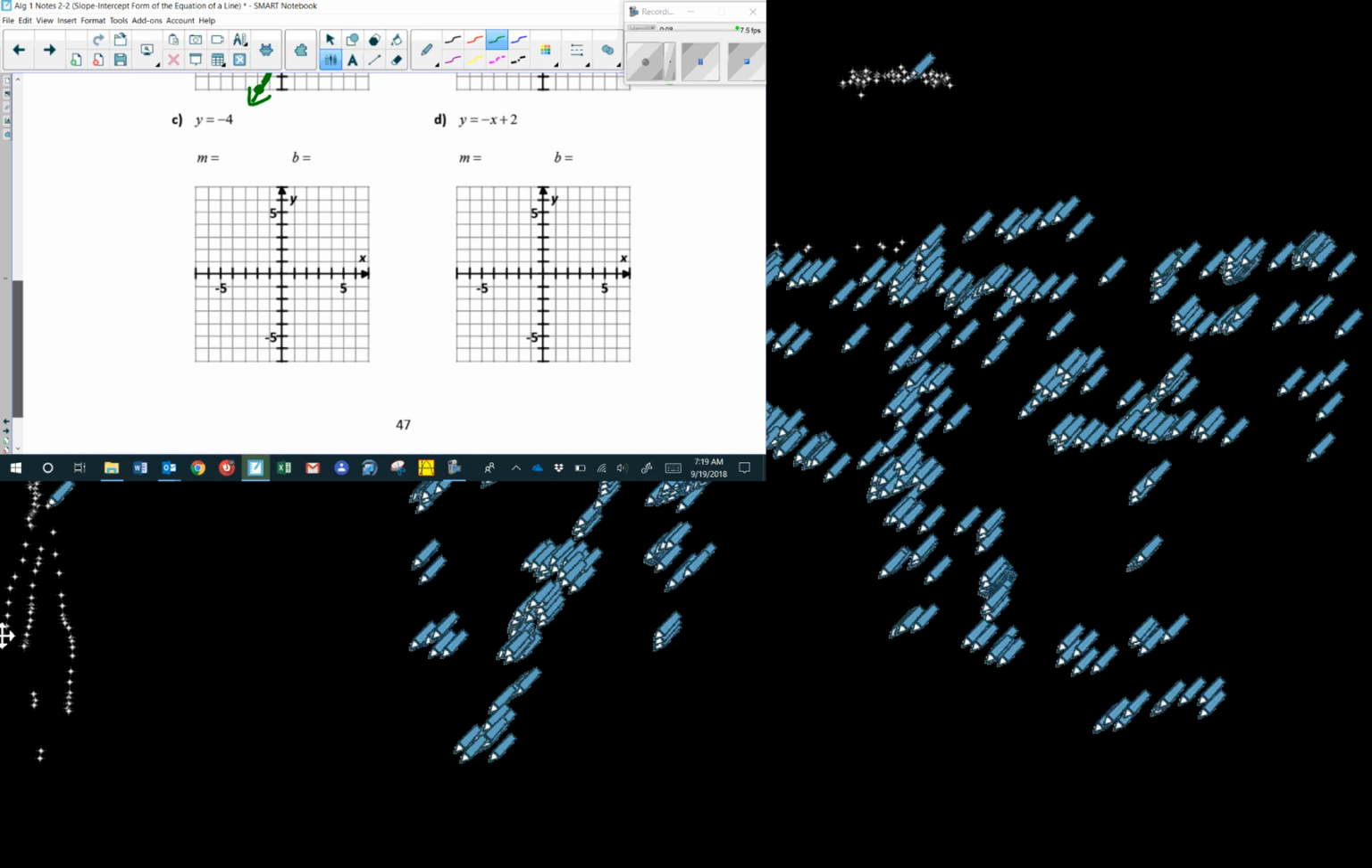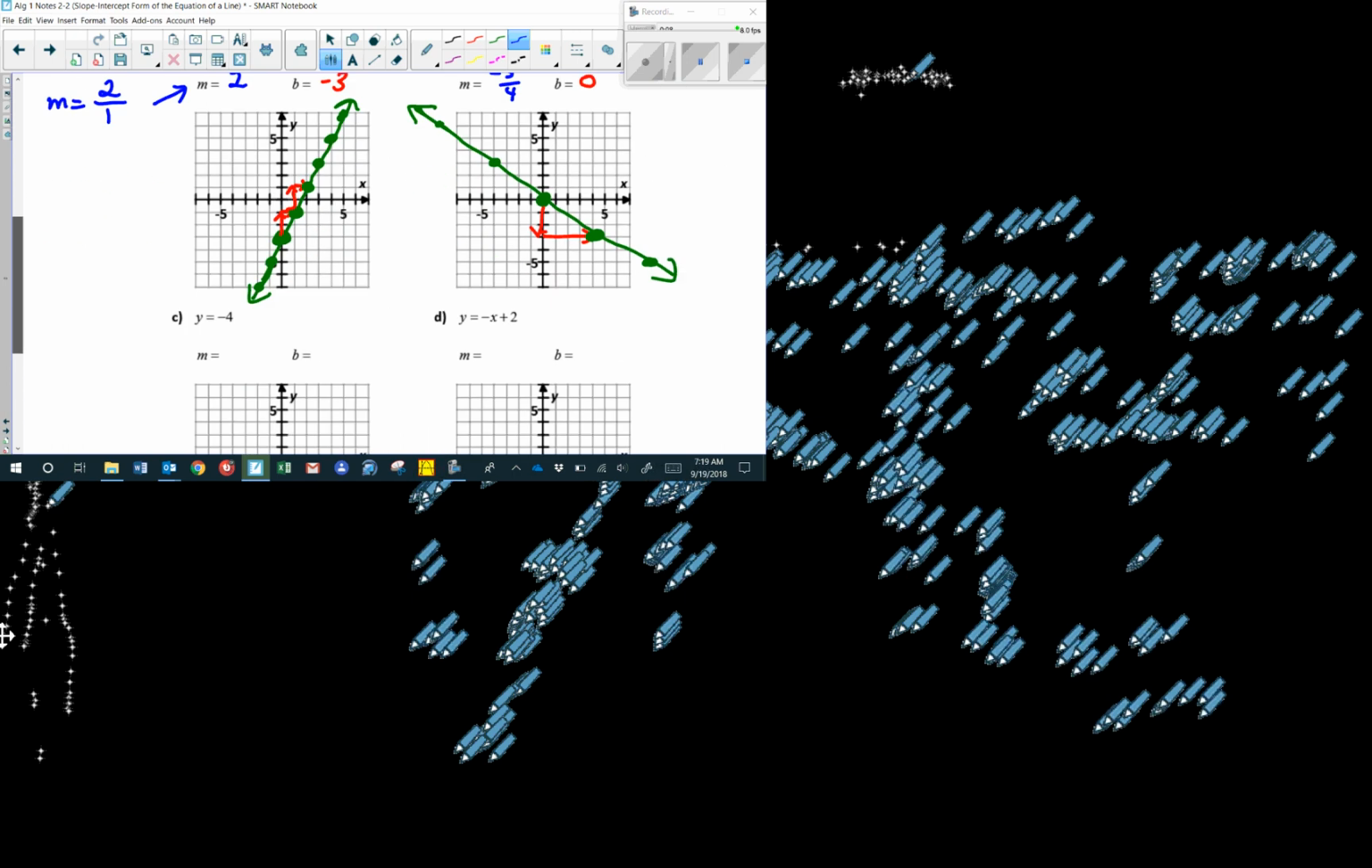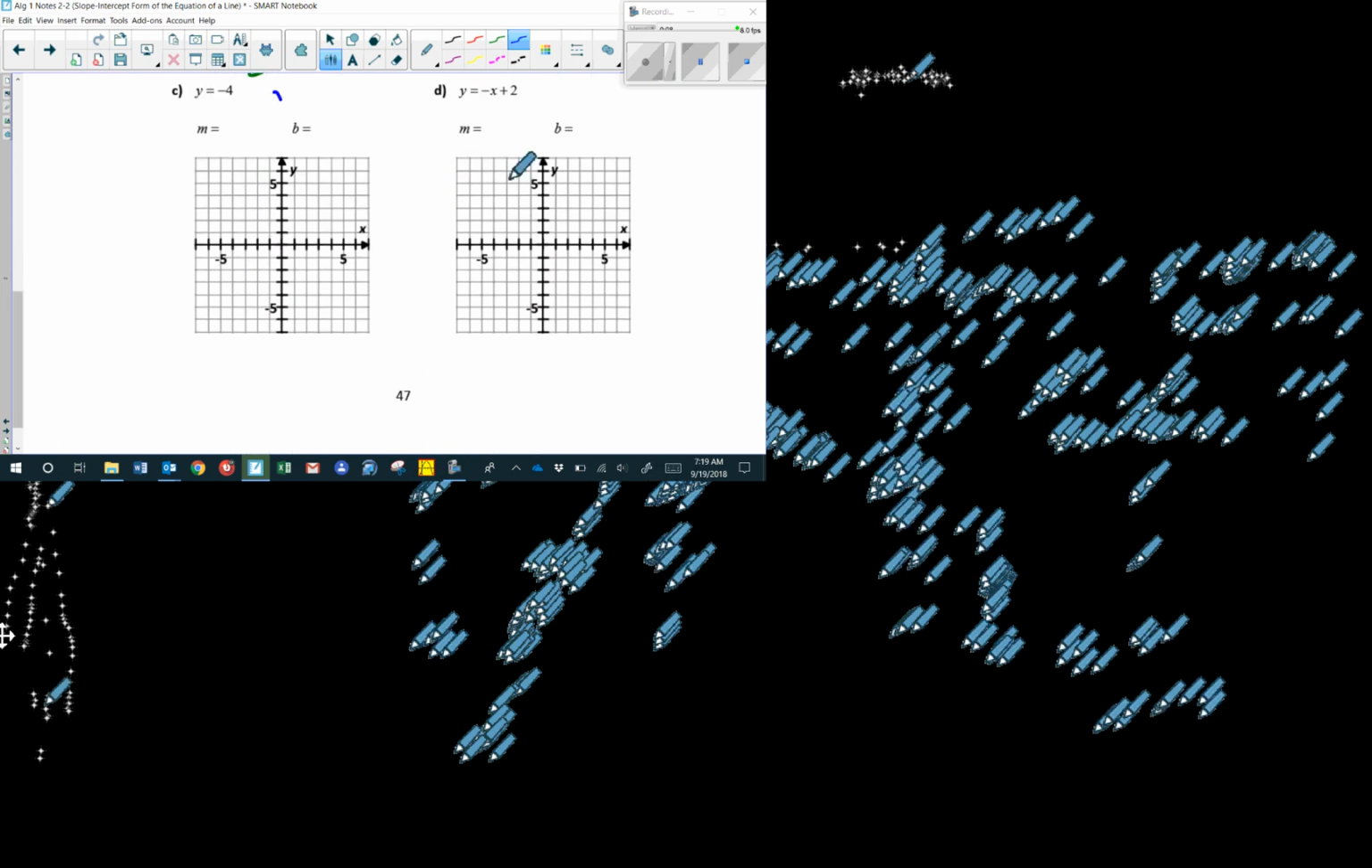Our next example is the graph of y is equal to negative 4. Remember, there's no x term in this one, so our equation could really be written as y is equal to 0x minus 4. If you don't see an x term, the coefficient must be 0. So our slope is 0, and our y-intercept is negative 4. When we write our slope in fraction form, that means 0 over 1, or 0 over any other number.